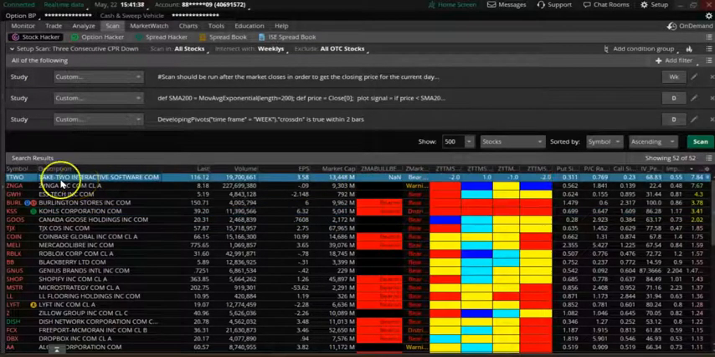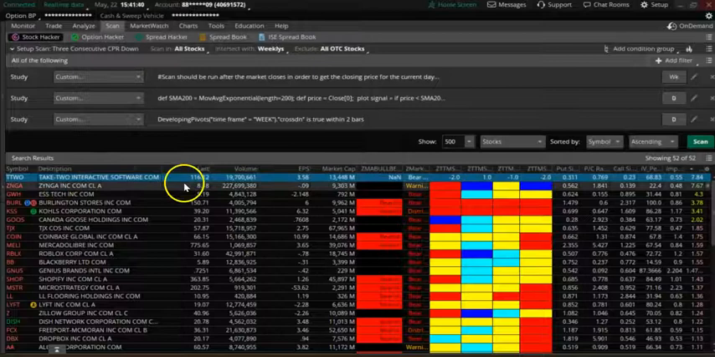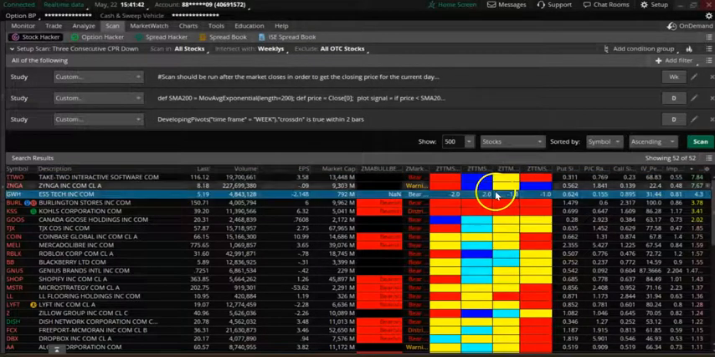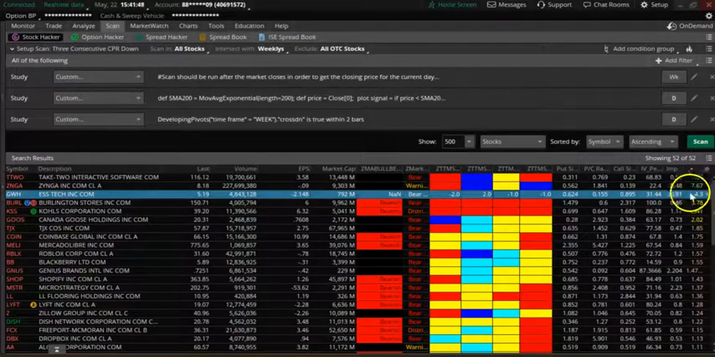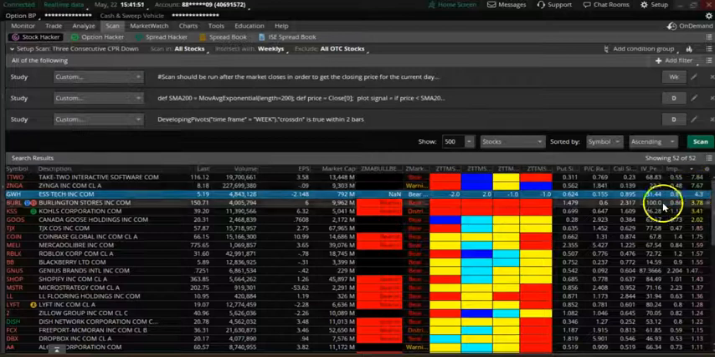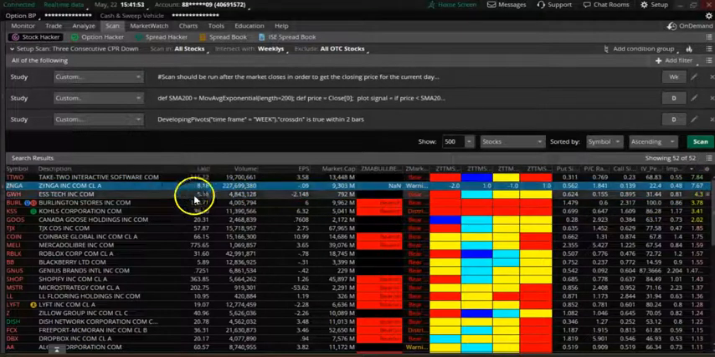If you look at this TTWO, Take-Two Interactive, this is on a bearish trend. So what it means is basically the trend is going to continue. A lot of people are getting out of the stock. So here the Zynga, right?